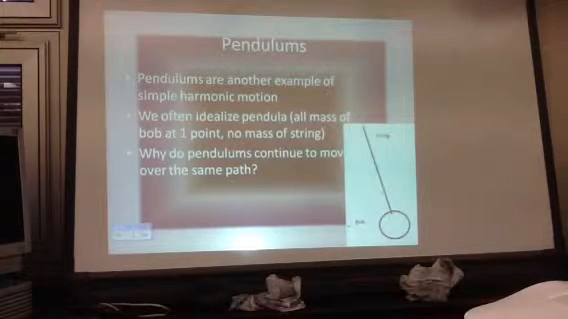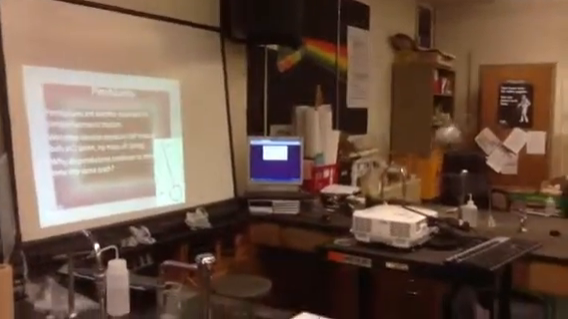Okay, so when we talk about pendula, this is the plural of pendulums, we talk about them as if all the mass is at the bob. The bob is the thing that hangs on the end here. And the string has no mass. So we kind of idealize them as we do with many things. And there's our pendula. Okay. Except for variations due to some swing off a path, why do they travel over that same path?